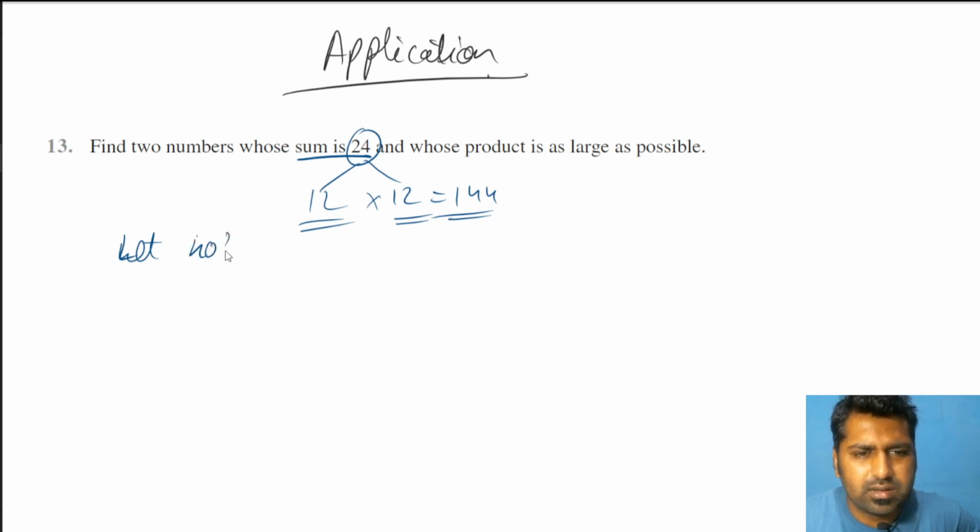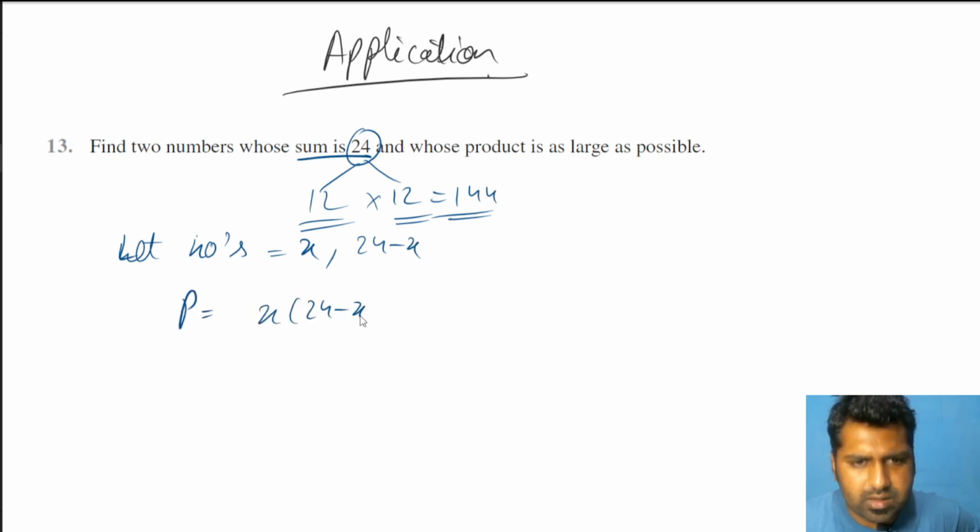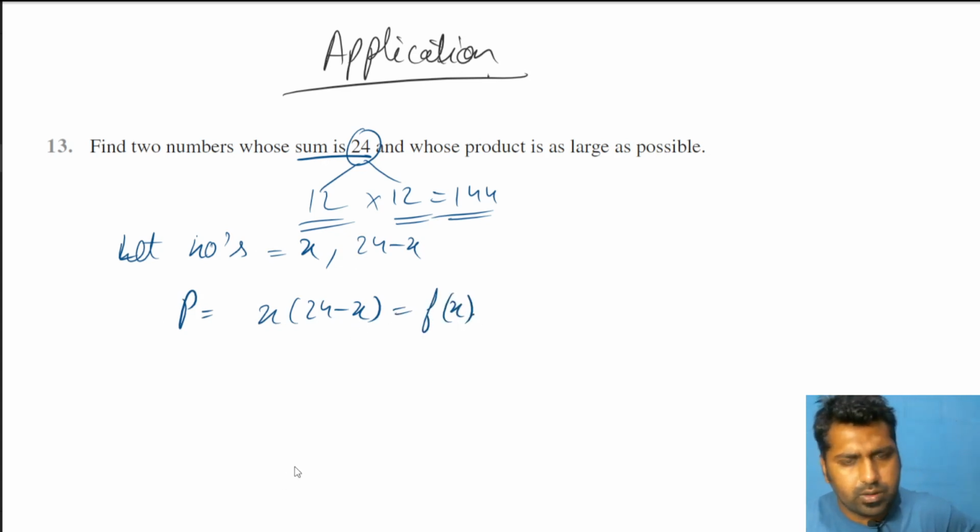Let the numbers be: one number will be x, another will be 24 minus x, and the product will be x into 24 minus x. Now whatever you want to maximize or minimize, we'll call that f of x. Forget about the whole question. You have a function in terms of x, just maximize it. So what do we do? We differentiate this.